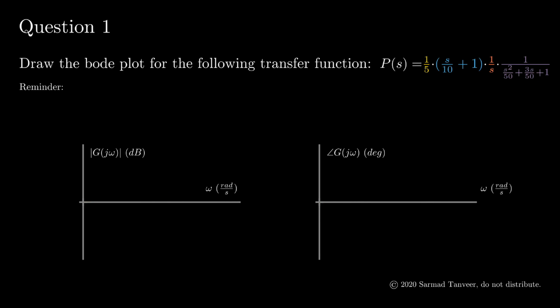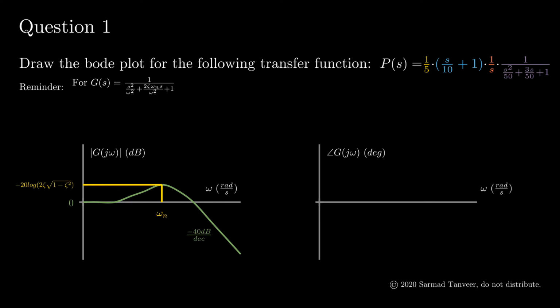Finally, when G(s) equals a complex conjugate pole term, the magnitude plot contributes 0 decibels and begins to rise slowly. It then reaches a peak of minus 20 log of 2 times zeta times the square root of 1 minus zeta squared. This peak is achieved at a frequency of omega n, which is dependent on the specific form of G(s). After reaching this peak, the plot decreases at a slope of minus 40 decibels per decade indefinitely.